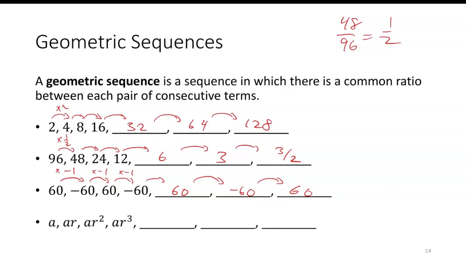And then in general, I start with something A, whatever that is. I multiply by R, and then I multiply by R again. R times R is R squared. I multiply by R again. R squared times R is R cubed. And then I would have AR to the 4th, AR to the 5th, and AR to the 6th.